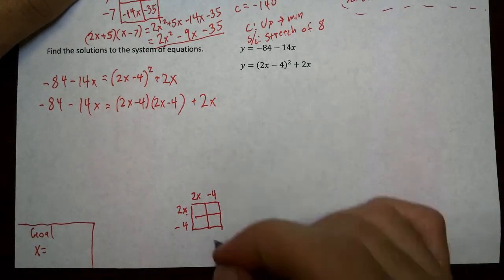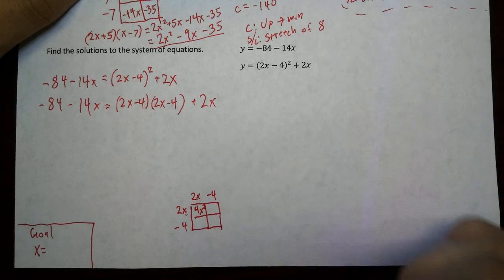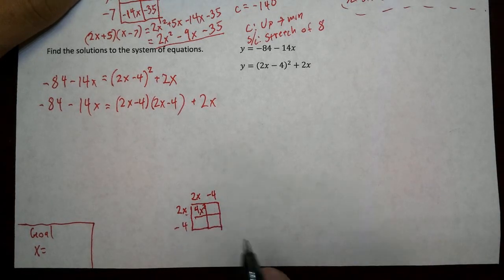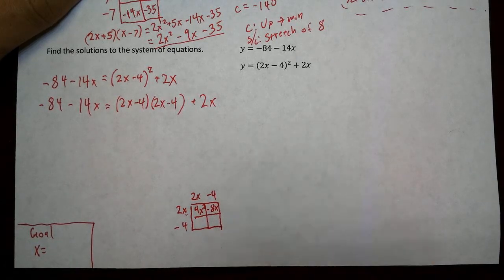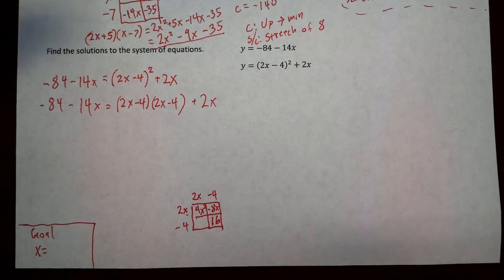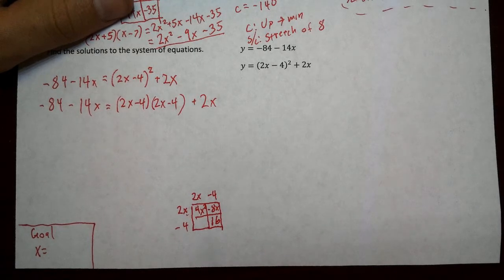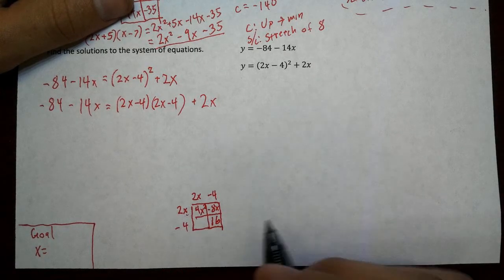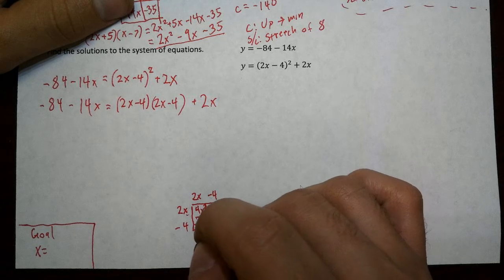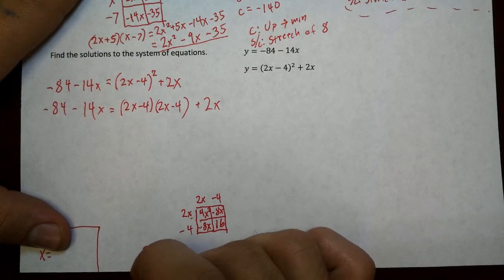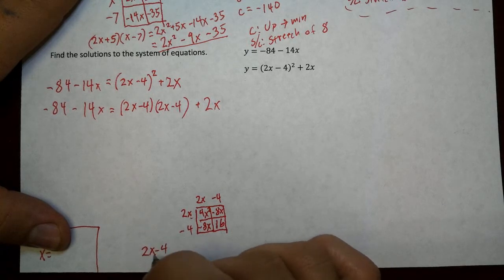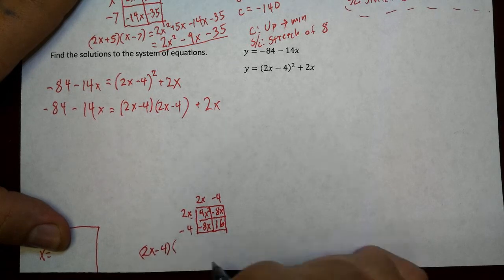So 2x times 2x is 4x squared. 2x times negative 4 is negative 8x. Negative 4 times negative 4 is 16. Psyching you out, you thought I was going to do that box. It does not matter the order you do this in, as long as you find the multiplication for each box. Negative 4 times 2x. It's easy to prove the order doesn't matter, because the multiplication is not going to change just because you did one box first.